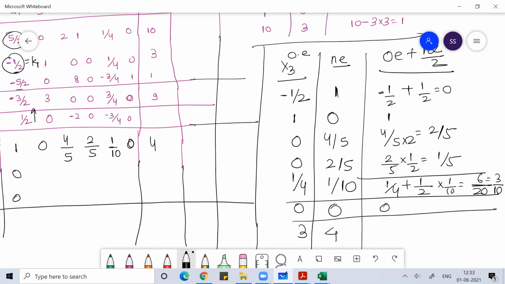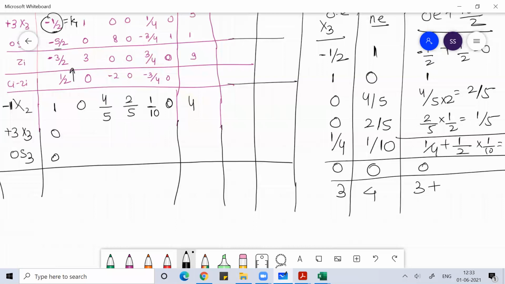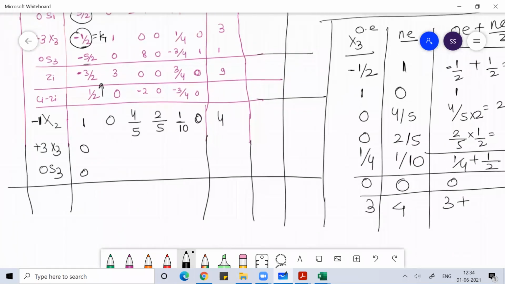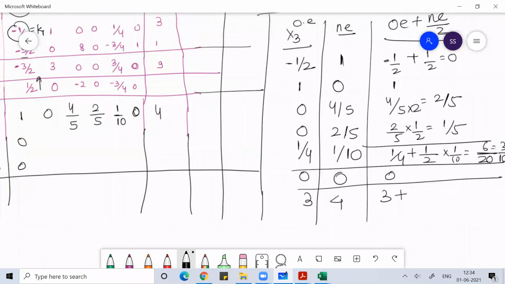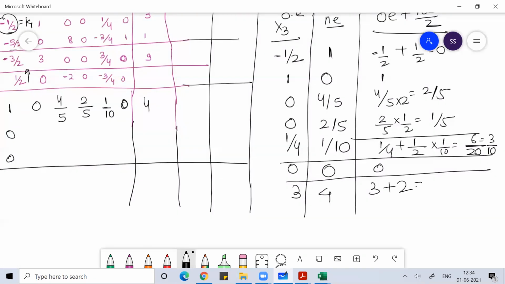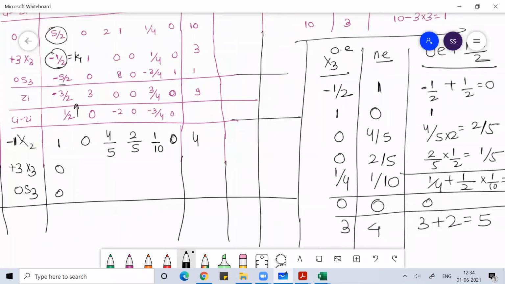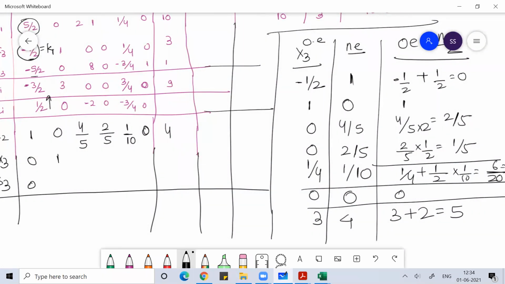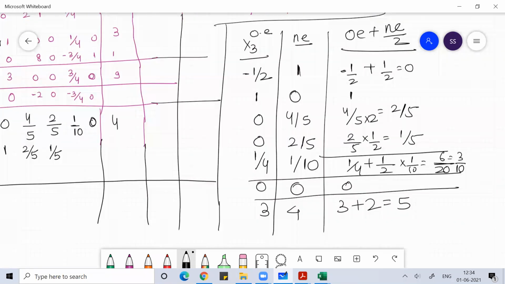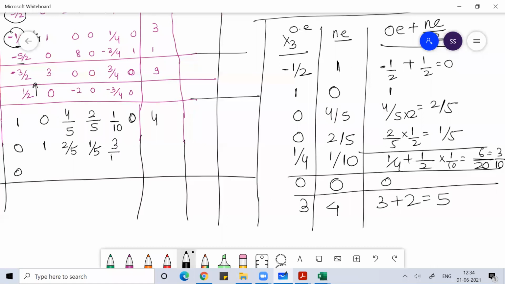This will be 0. This is 3 plus 1 by 2, right? 3 plus 4 by 2 means 5. So you will get these values: 0, 1, 2 by 5, 1 by 5, 3 by 10, then 3 by 10, then 0, then 5.